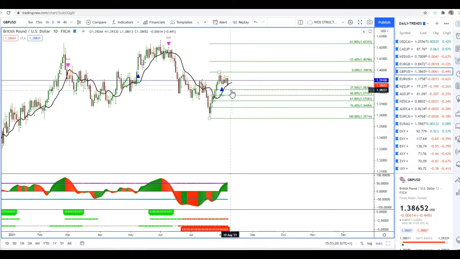$37.5 is an area of interest to us. If it comes below there, be patient. You have to let price come to you. We've come above the lips. We have a buy signal of the wave of success.